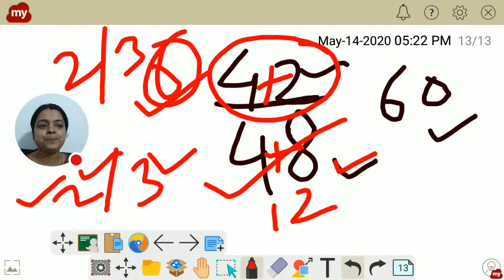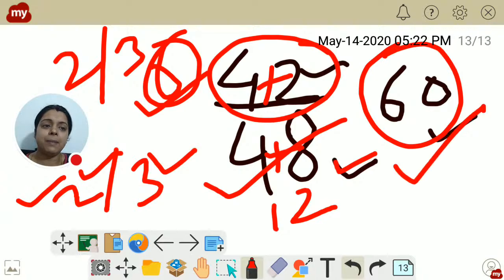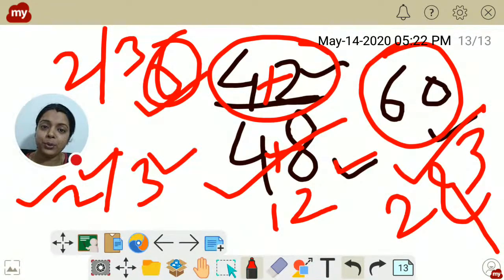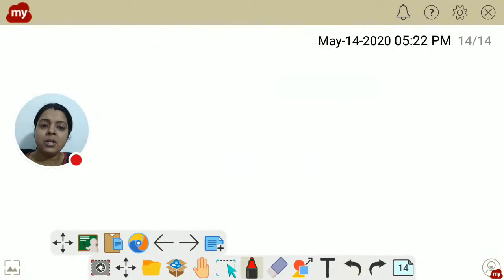60. 6 plus 0 is 6, right? 6 is always divisible by 3. Second, it ends in 0, so it is an even number. So this is also divisible by 2 and 3 both. So remember, any number which is divisible by 2 and 3 both is divisible by 6.